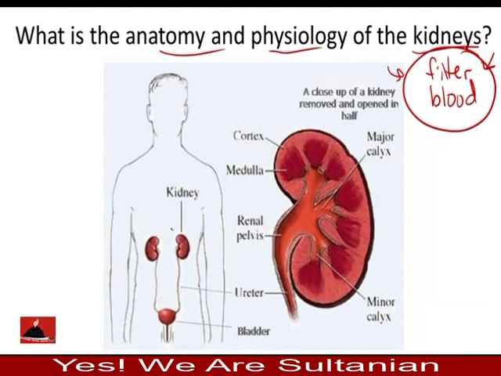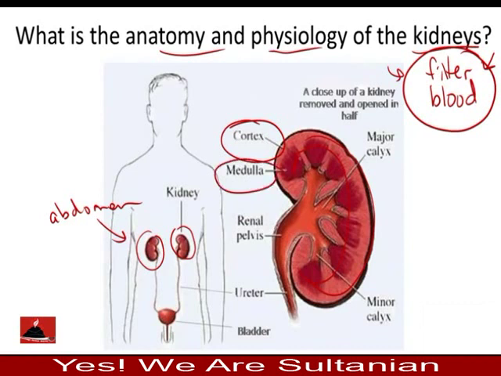Starting large, the kidneys are two bean-shaped organs located in the upper abdominal cavity. So put abdomen. And they are located actually towards the back, or the dorsal part of the body. These organs can be divided into three regions. They are divided into the outer renal cortex, the inner renal medulla, this inside part, and the renal pelvis.